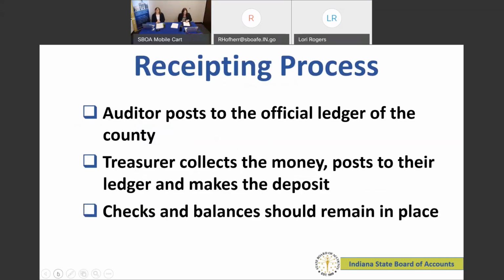So we put in the receipting process. I'm not going to go through all of this stuff. I know we've done it 1,000 times before, but the auditor posts to the official ledger of the county. Okay, so when that money comes in, the treasurer collects the money, they post to their record, and then they make the deposit. All right, these checks and balances, you're still both posting to your own set of records.